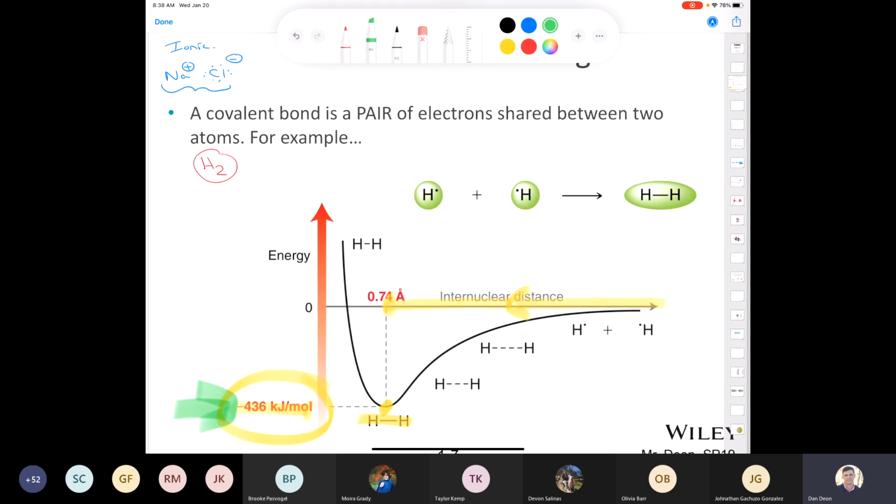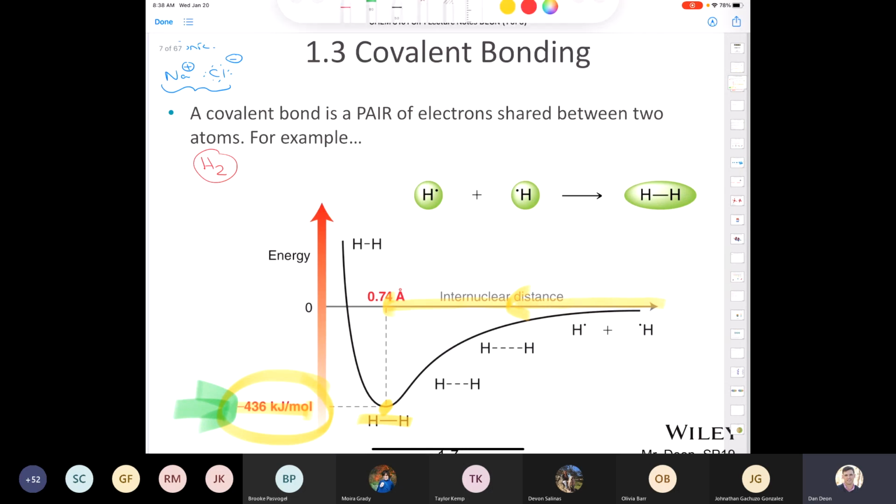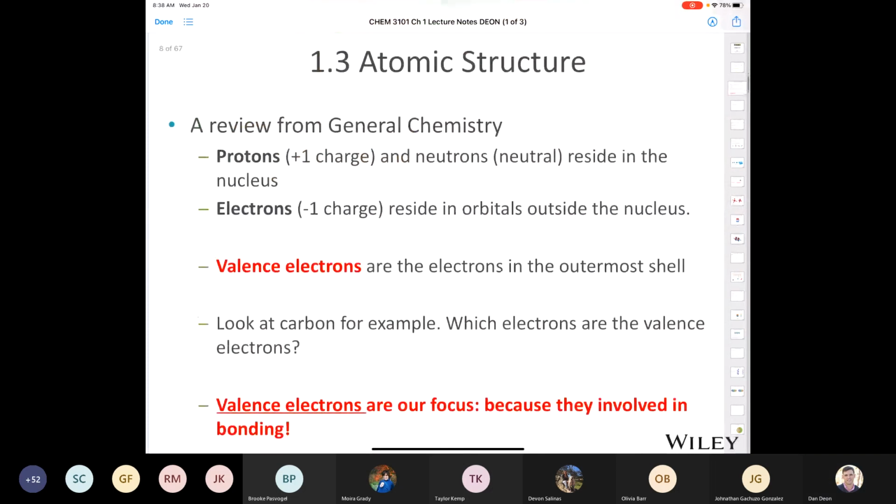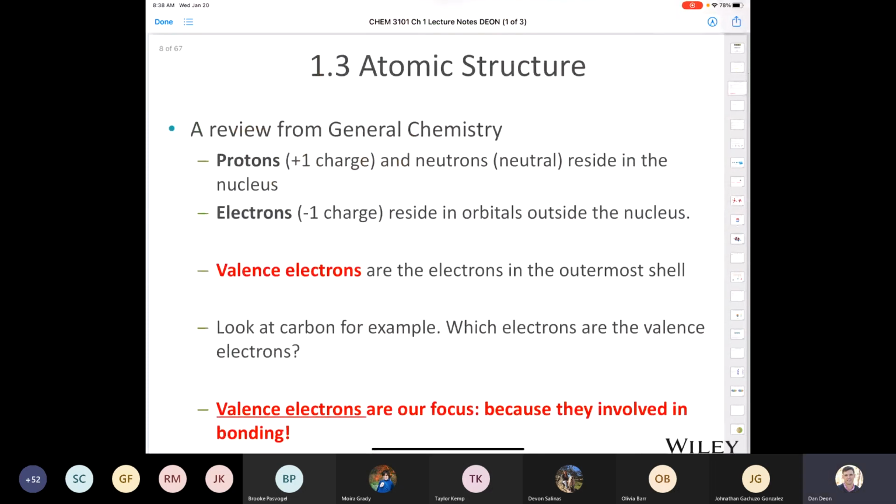All right, so that's a covalent bond, and we're going to look at covalent bonds constantly in organic chemistry. A little bit more review of general chemistry. Protons have a +1 charge. They're found in the nucleus, as are neutrons, which have no charge. Electrons reside outside of the nucleus in orbitals. And you're going to have to know a little bit about orbitals and the shape of an s orbital and a p orbital.